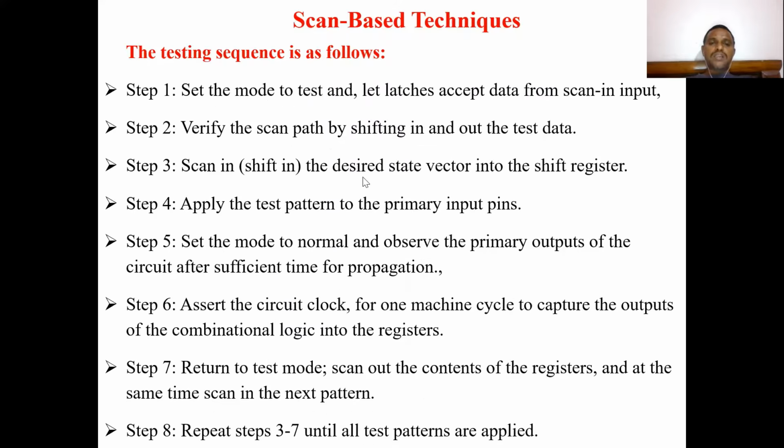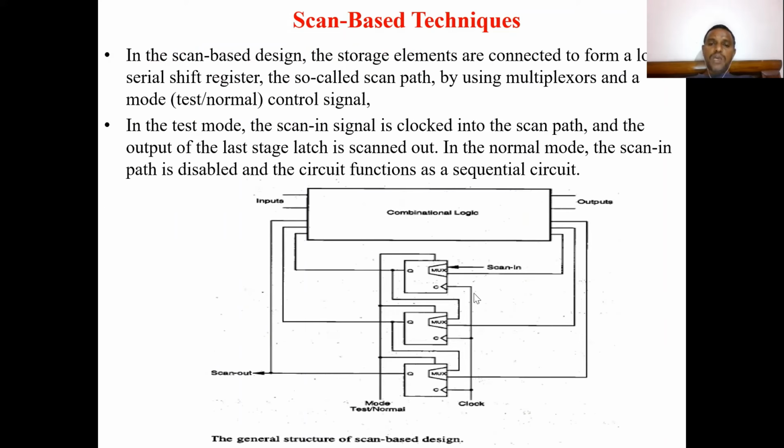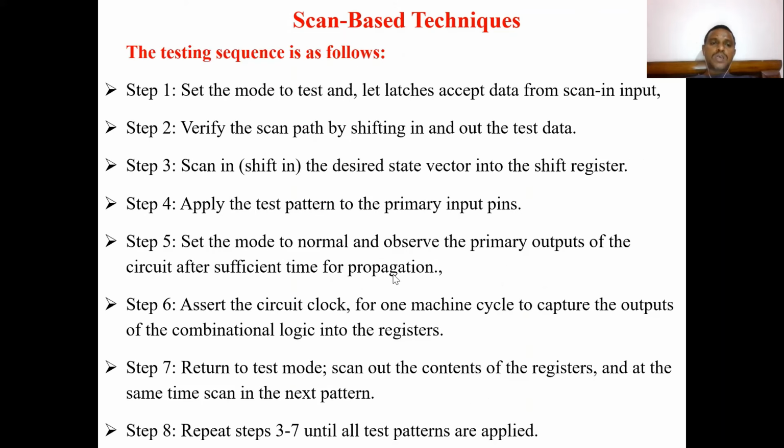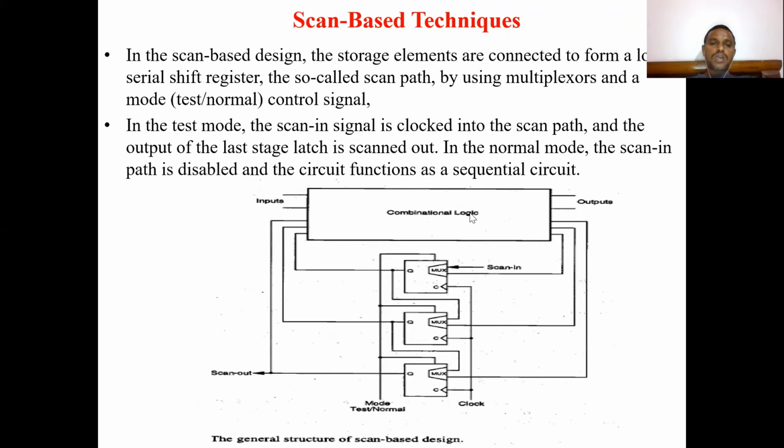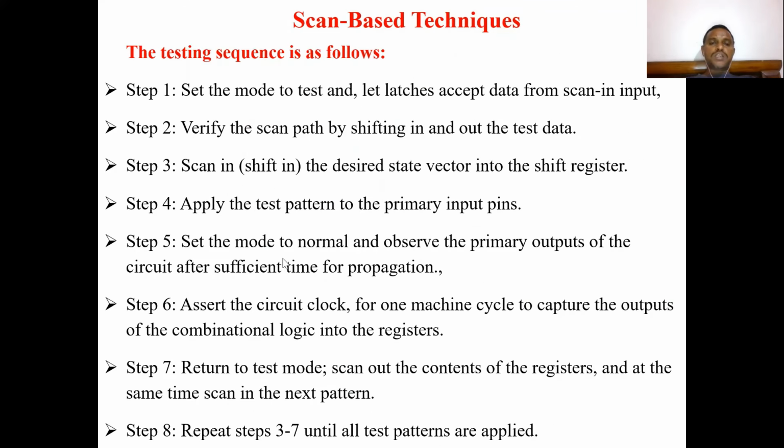Scan in the desired state vector into the shift register. That means we are applying the test vectors into this one by using the scan in process. Apply the test pattern to the primary input pins. So these are the primary input pins, and we are applying the test vectors. Set the mode to normal and observe the primary outputs of the circuit after sufficient time for propagation.